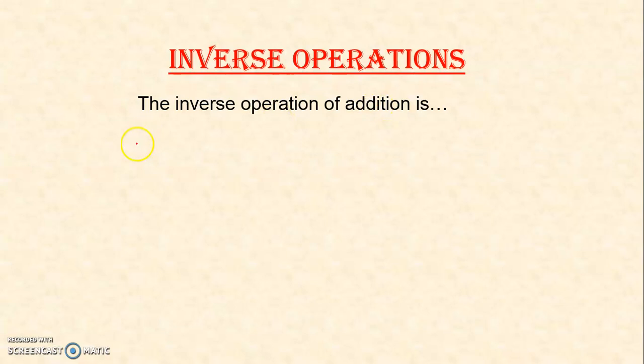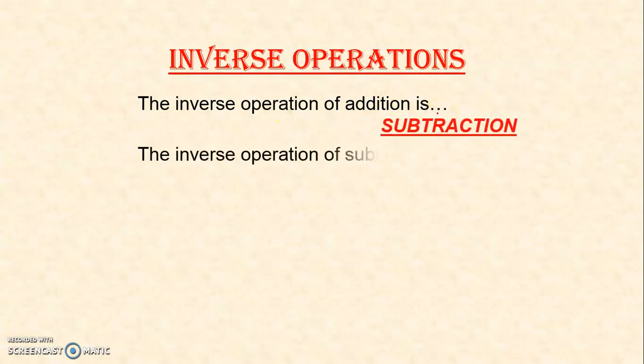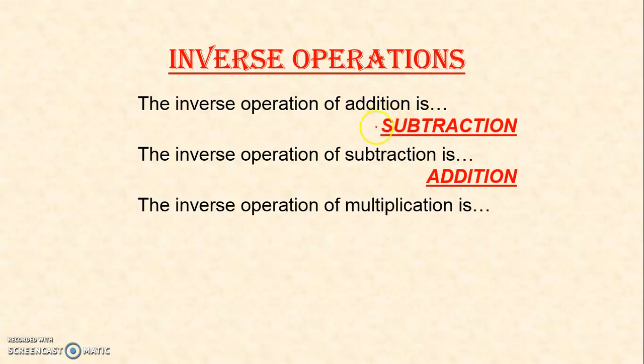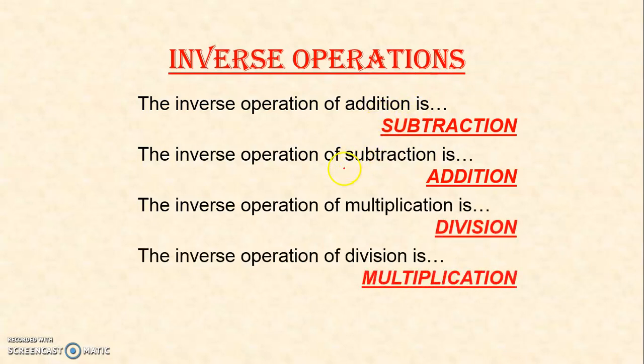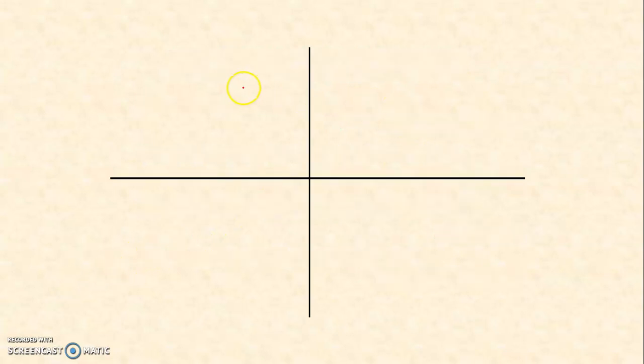It means that the inverse operation of addition is subtraction. The inverse operation of subtraction is addition. The inverse of multiplication is division, and the inverse of division is multiplication. This will help you a lot in solving a given equation. Okay, let us have examples.